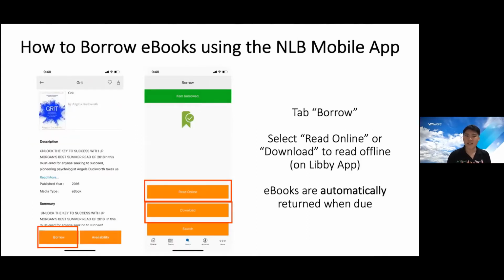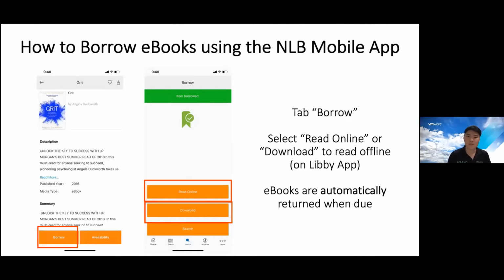So for myself, I like to read more about personal development. So yesterday I was using the NLB mobile app and I searched for Grit by Angela Duckworth. After searching for the book, this was what was prompted and recommended by NLB. And the media type is ebook. And the good thing is that there's a summary of what the book is about, as well as the description of the author, Angela Duckworth, for example.